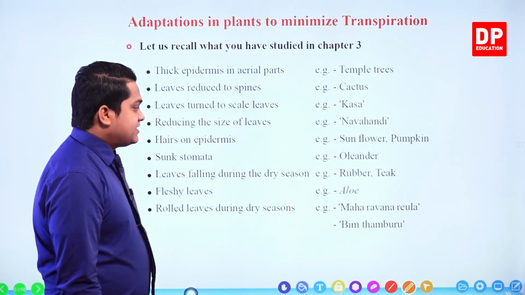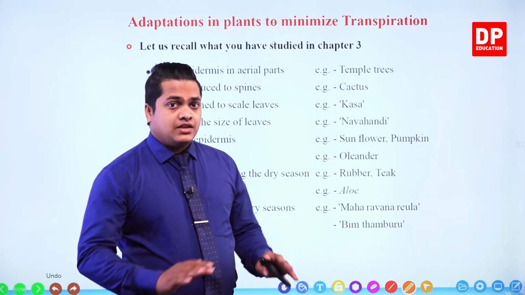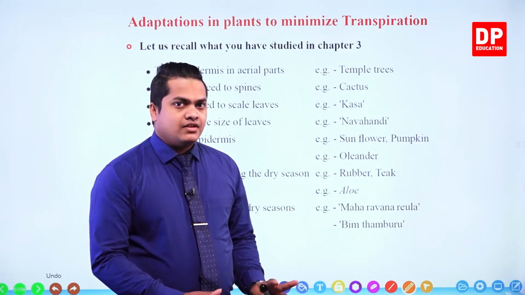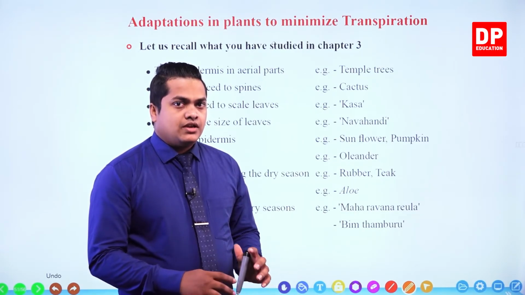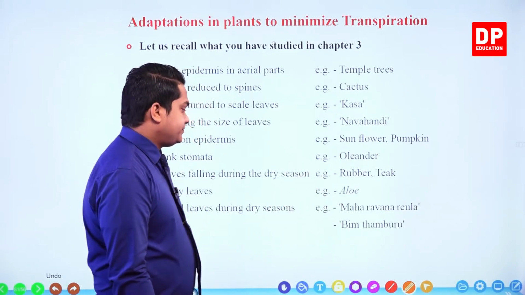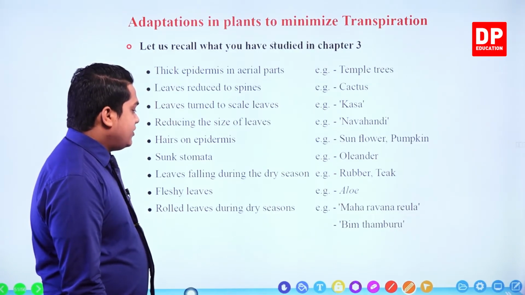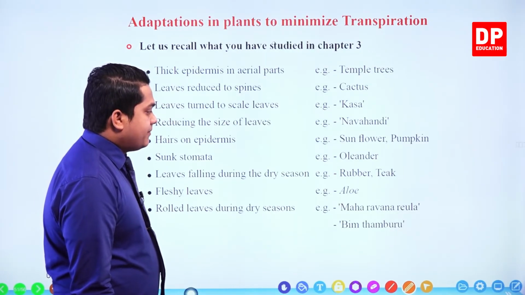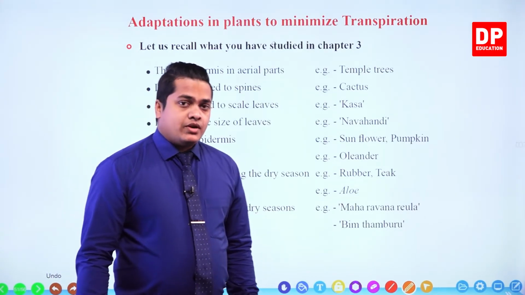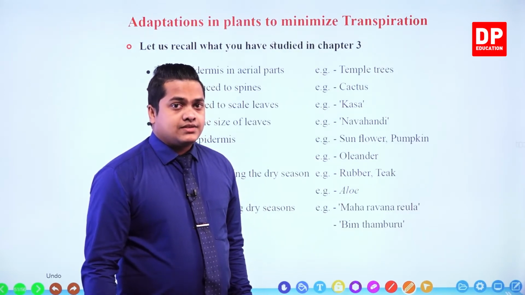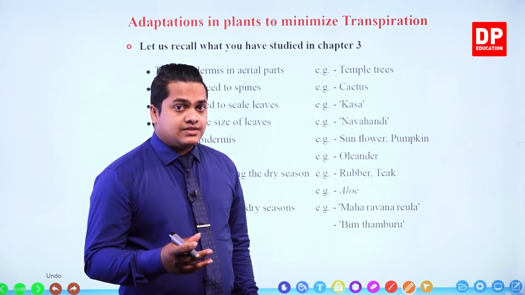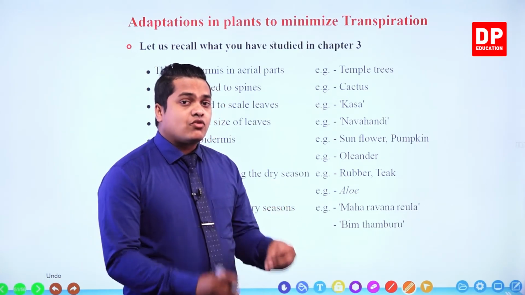Then fleshy leaves, having fleshy leaves. Fleshy leaves means a large amount of water is stored within the plant leaf. That's why it is getting fleshy. In aloe vera, you know that there are fleshy plant leaves. Rolled leaves during the dry season. The examples given are Bimtamuru and Maharavana Reul. These are the examples for rolled leaves during the dry season. In these plants, the leaves get rolled, okay?